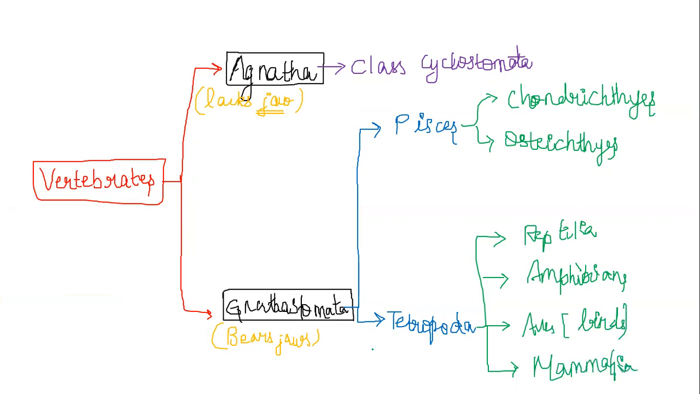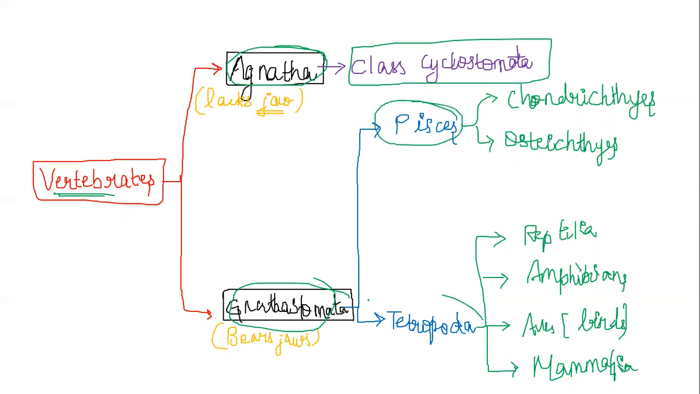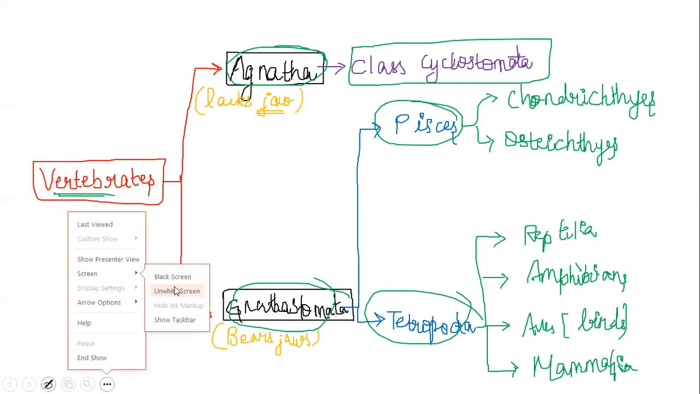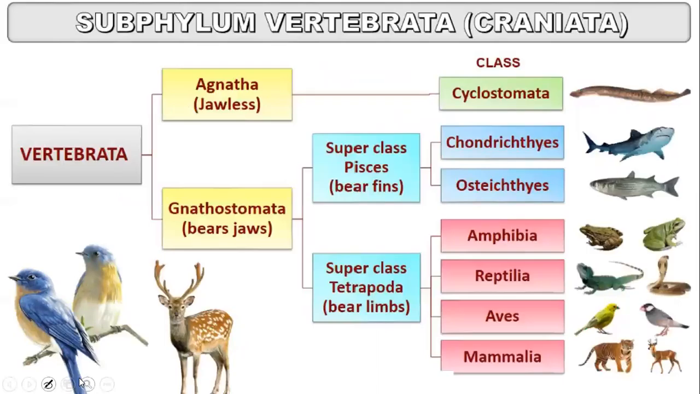So this is the classification of phylum Vertebrata. It is divided into Agnatha, that lacks jaws, and Gnathostomata, that bears jaws. Agnatha is divided into class Cyclostomata, whereas Gnathostomata is divided into Pisces and Tetrapoda. So let's discuss this in the slides.